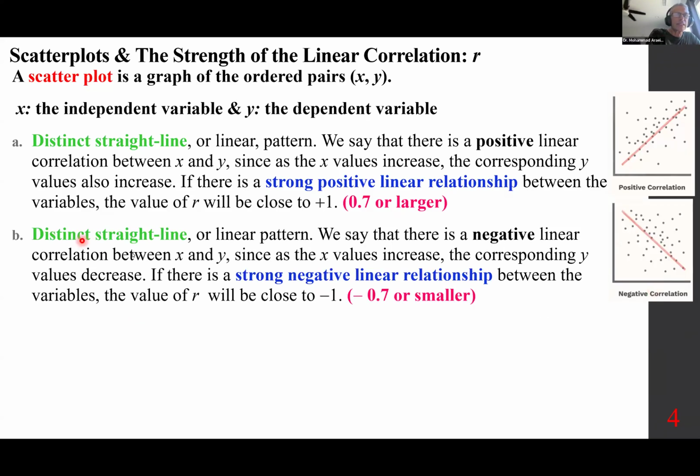In other words, distinct straight line again, or linear pattern. We say that there is a negative linear correlation between x and y, since as the x values increase, the corresponding y values decrease. If there is a strong negative linear relationship between the variables, the value of R will be close to -1. In other words, negative 0.7 or smaller. And R is between -1 and 1.